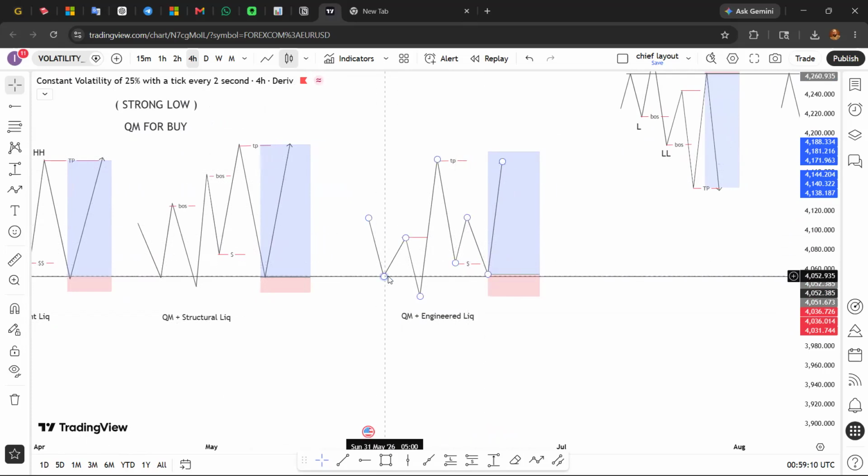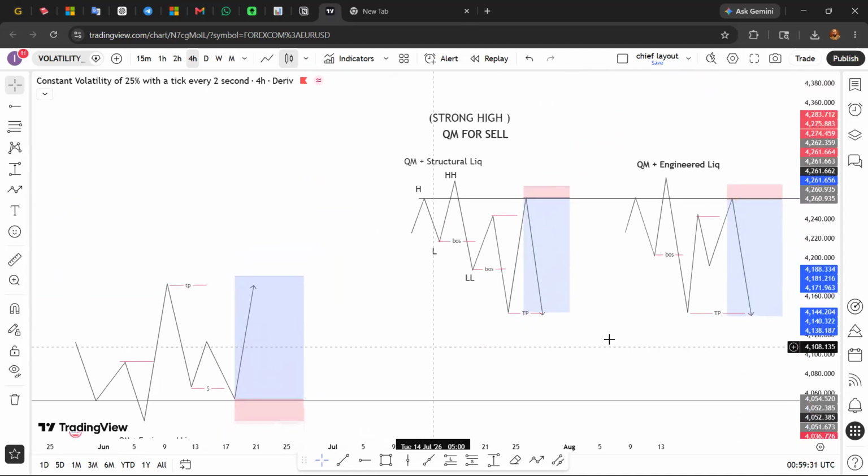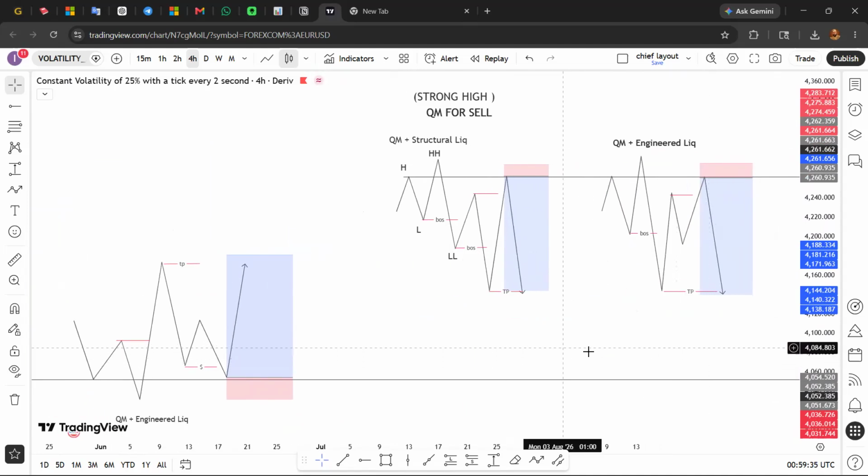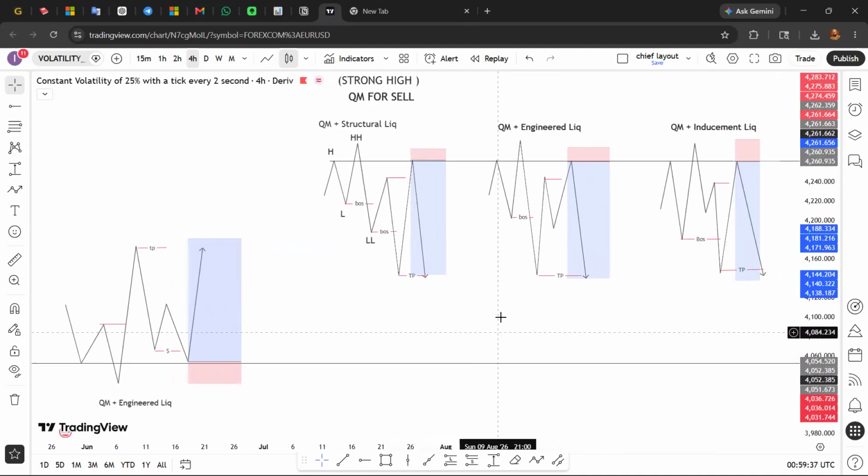Then we take the buy from the QM. If the QM line is closer to your sweep or your support level, then you can take it directly, and your stop loss should be below this strong low here, or swing low, whichever you want to call it. Opposite for a sell. So this is the structure.